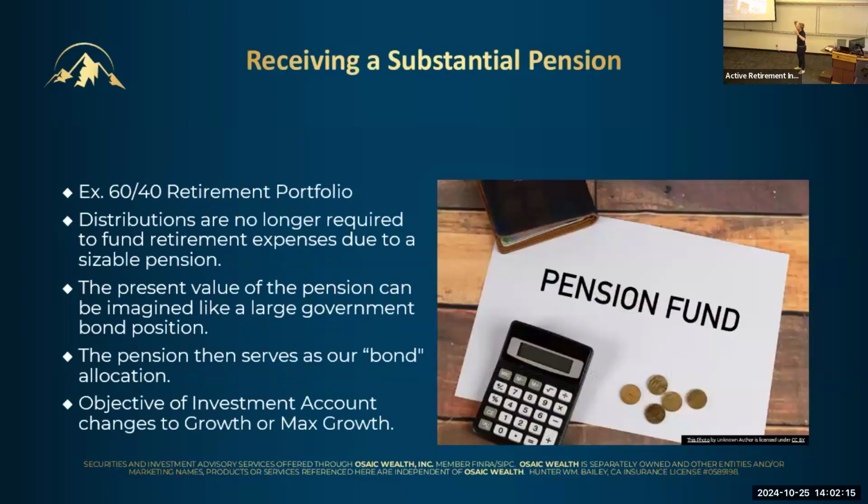Receiving a substantial pension. It's not likely that you get surprised by a really big pension, but let's just use that as an example. So let's say you've got your 60-40 and now you don't really need distributions anymore. Let's say you're not required to take distributions out, or the distributions you were taking were much bigger than RMDs. But now you've got this pension that pays for so much of living expenses. In fact, it just covers them, period. So now you don't need to be taking these distributions. You don't have an income need.